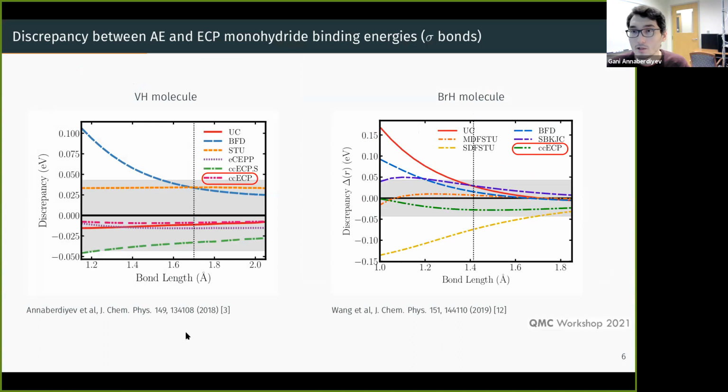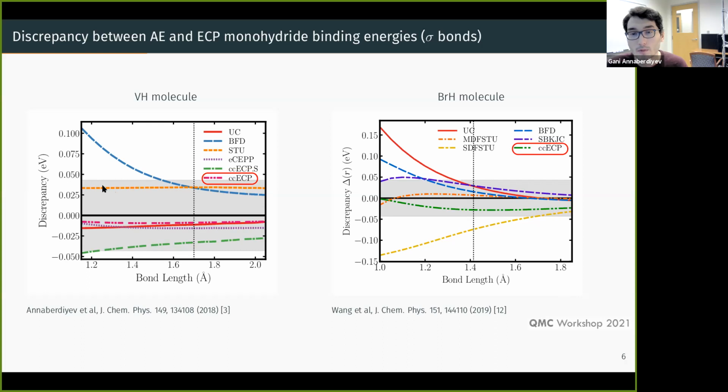So first, let's look at the hydrides. Here these are the vanadium hydride molecule and the bromine hydride molecule. This essentially tests the quality of sigma-type bonds. If we look at the left figure here, what we're showing is the discrepancy of a variety of core approximations with respect to high accuracy, relativistic, coupled cluster, all-electron data. This is the binding energy discrepancy from that all-electron data across a variety of bond lengths. So the closer it is to zero, the better.